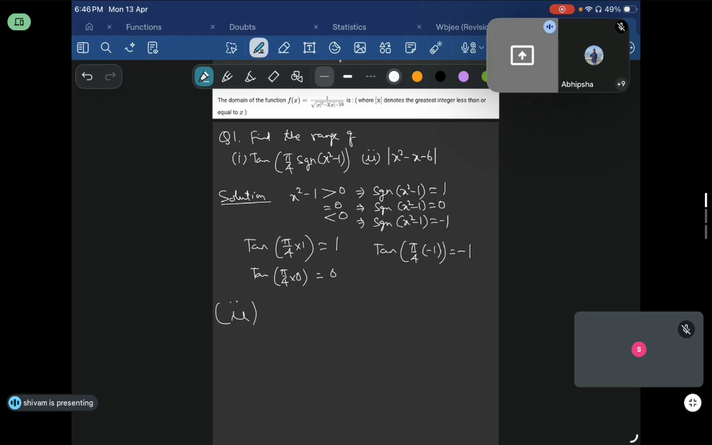So Devank and Debatri, pay attention. We have got mod of x square minus x minus 6. Right. Now, what does x square minus x minus 6 represent? Tell me. Devank, can you tell me what x square minus x minus 6 represents on the graph paper, on the coordinate axis? Tell me.